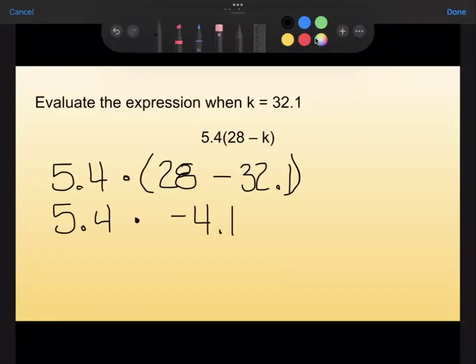So since that's the last thing I have to do, I'm going to go ahead and calculate that. And it should end up with -22.14.